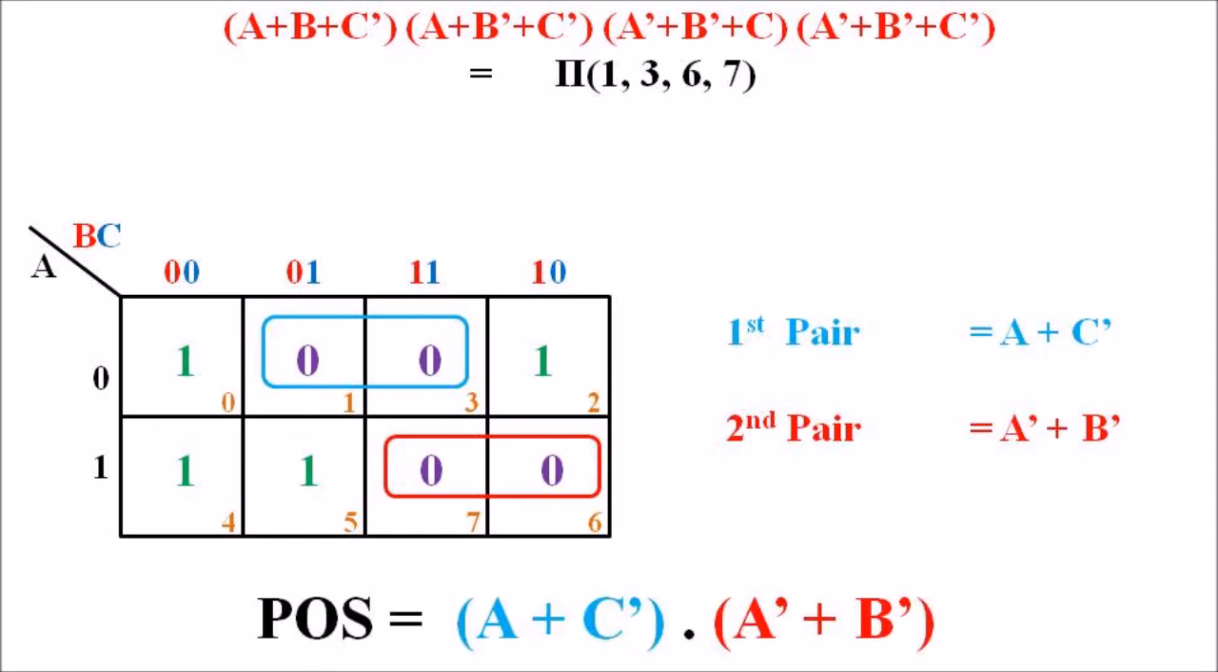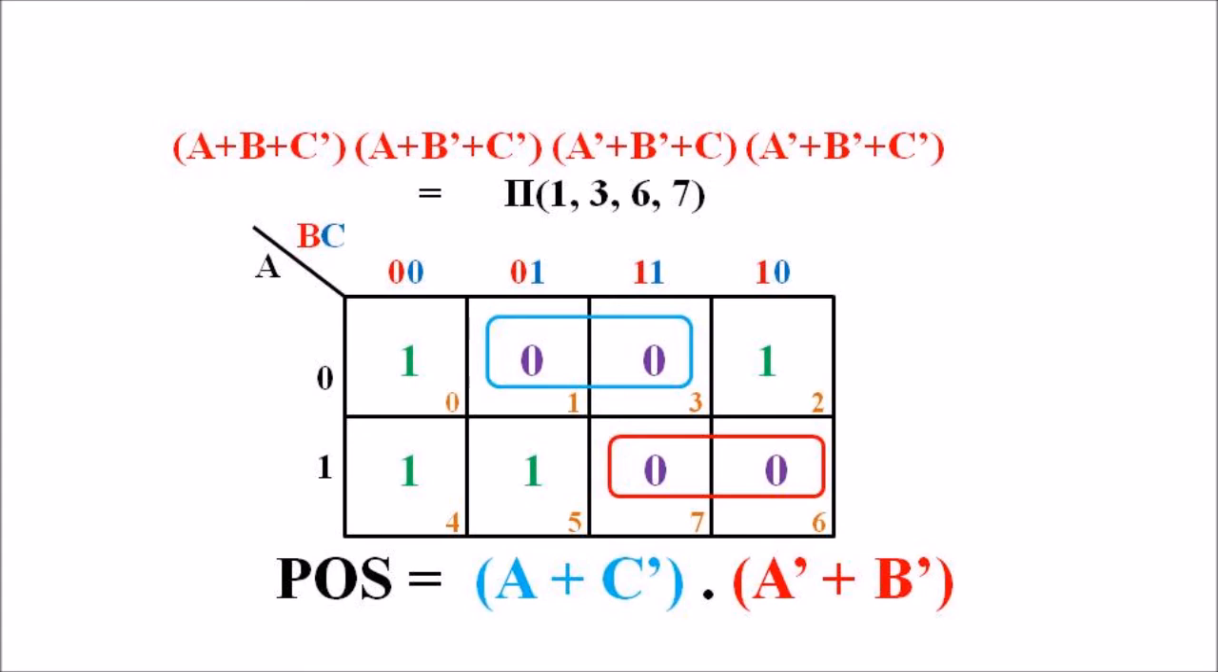and the final POS can be written by ANDing these individual terms, that is POS is equal to a plus c bar into a bar plus b bar. So my dear students, we had got the question to solve a plus b plus c bar into a plus b bar plus c bar into a bar plus b bar plus c into a bar plus b bar plus c bar, which we had reduced as pi of 1, 3, 6, 7, and we marked those values in the K-map and solved. The final POS for the given function is a plus c bar into a bar plus b bar.